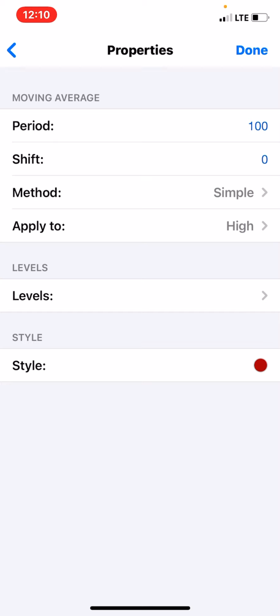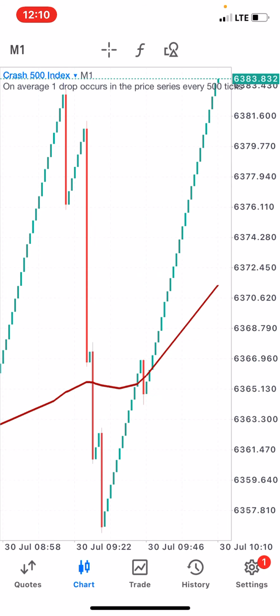And then you don't need any levels, and then the color for this one is going to be red, right? And then we're going to click on done, and as you can see, we now have a red line running across our charts right there.